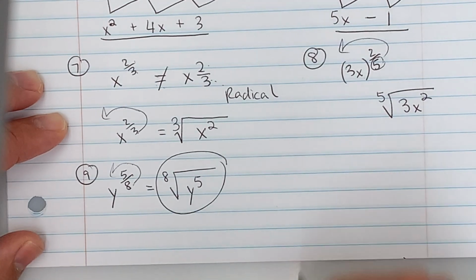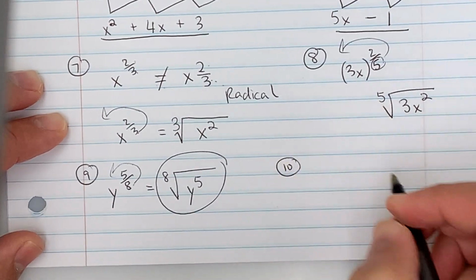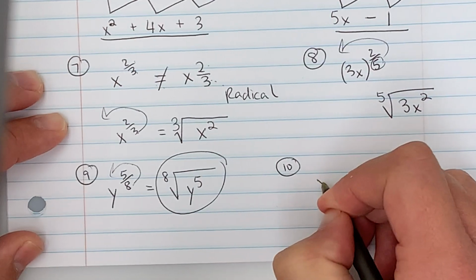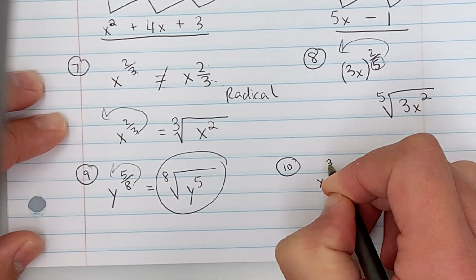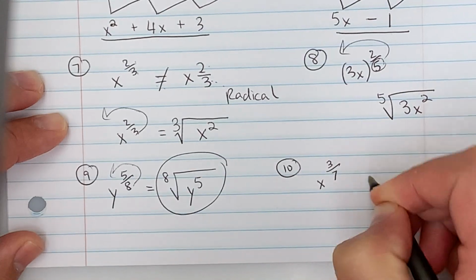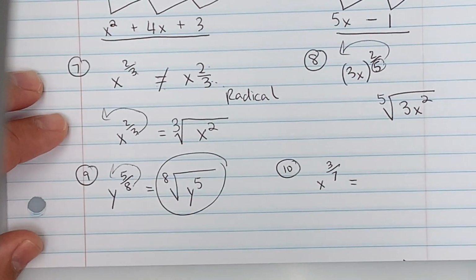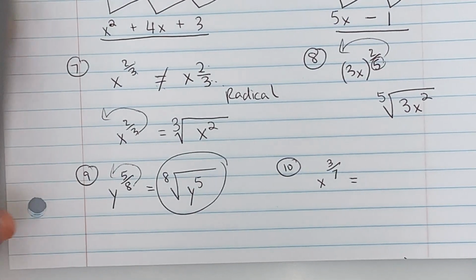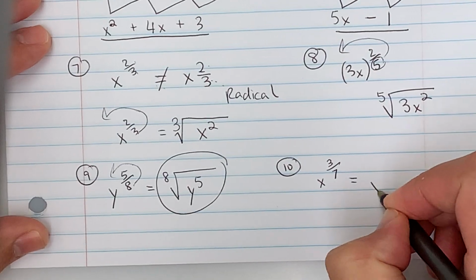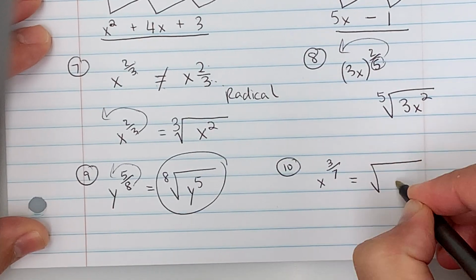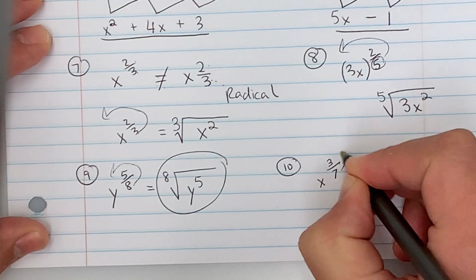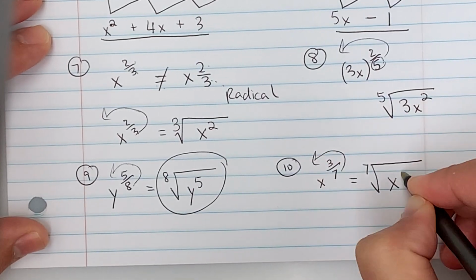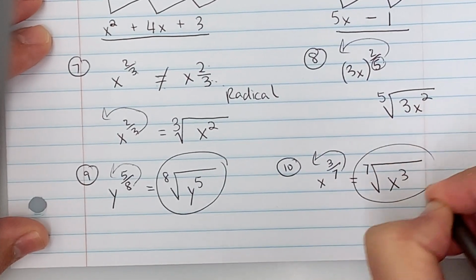All right, let's try another one. We're gonna do x to the 3/7. All right, try that one for me. I'll give you 1 minute. All right, let's see how you did. Again, draw that radical. The x goes on the inside, the 7 comes out, and the 3 stays with it. There we go.